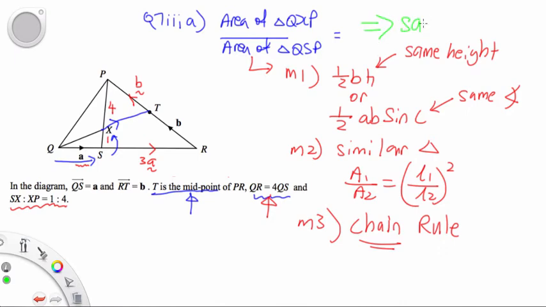Okay, same height. Now how do I know they have the same height? If you can't see where it is, and you want to check whether they have the same height, always make sure you first find where is the height that can be used for both of these triangles.